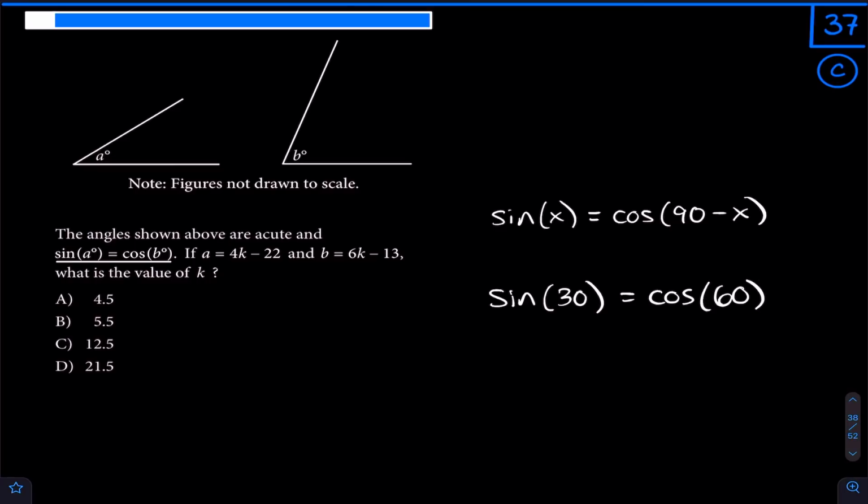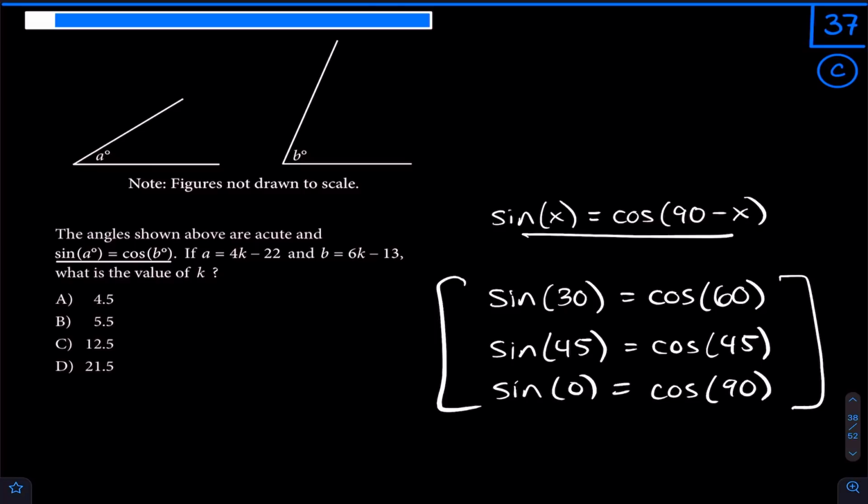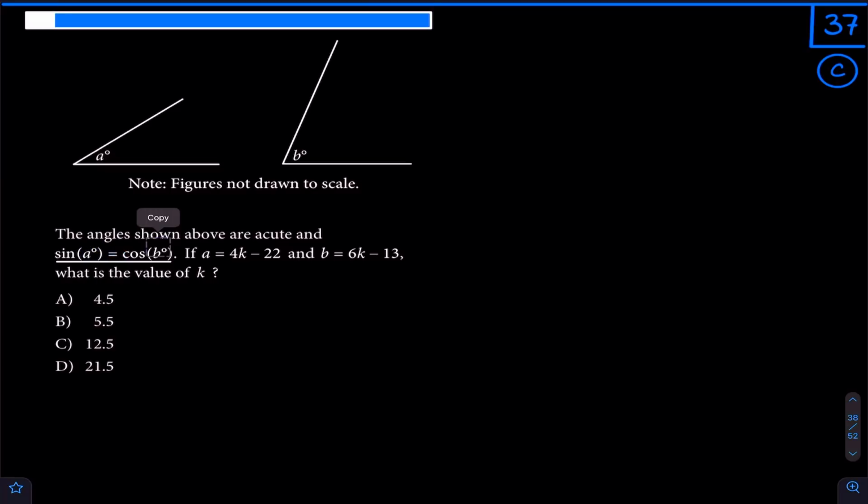So if you want to think about it this way, you can, or just start writing some examples of where sine is equal to cosine. You're quickly going to see, for another example, sine of 45 is equal to cosine of 45. We could also have that sine of 0 is equal to cosine of 90. They're both 0. In all of these examples, the two angles add to be 90 degrees. So if you can see it this way, that's great. But what that means for us is that A and B add to be 90 degrees.